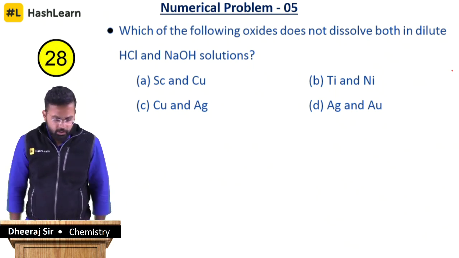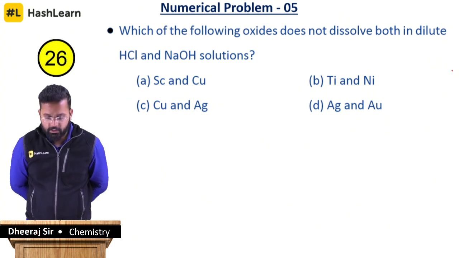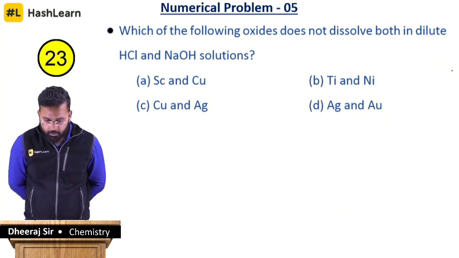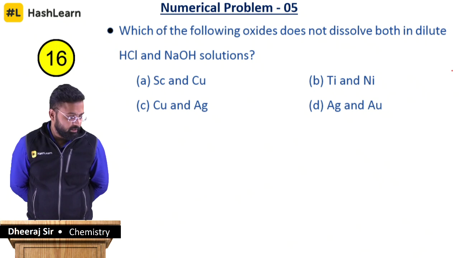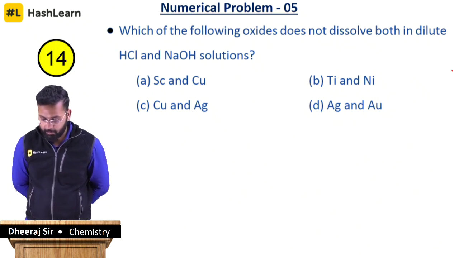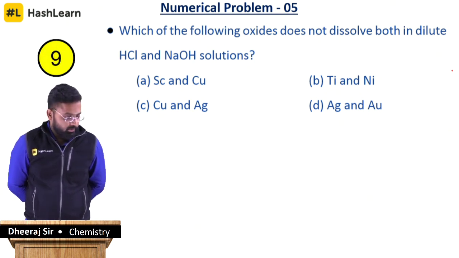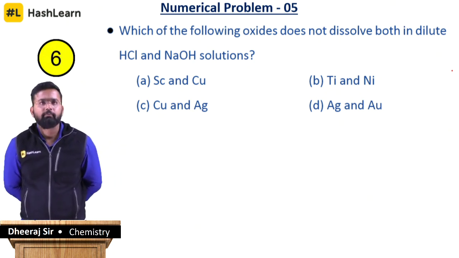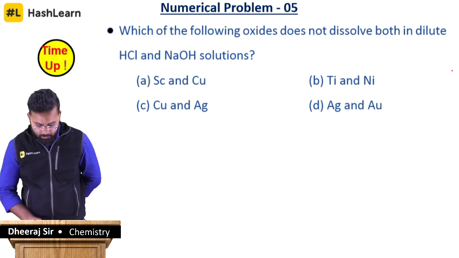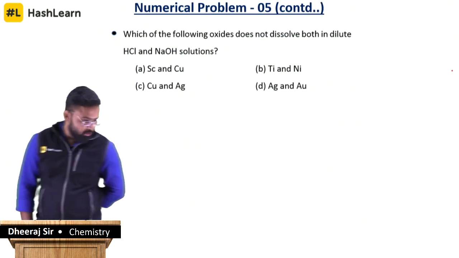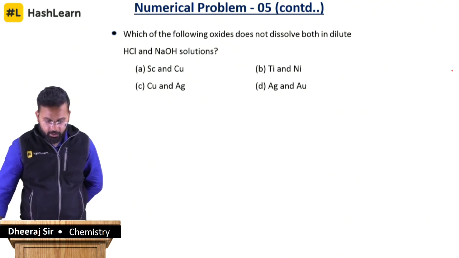Pretty straightforward question. Which of the oxides does not dissolve in both dilute HCl and NaOH? That is, it does not dissolve in acidic medium, nor does it dissolve in basic medium. Which one is going to be? So quickly, scandium, copper, titanium, niobium, copper, silver, and gold. So which one is it going to be? Yogesh says it's 5C, copper and silver.